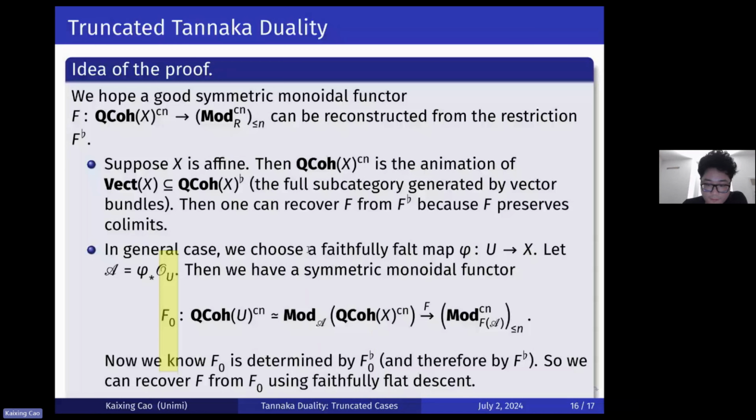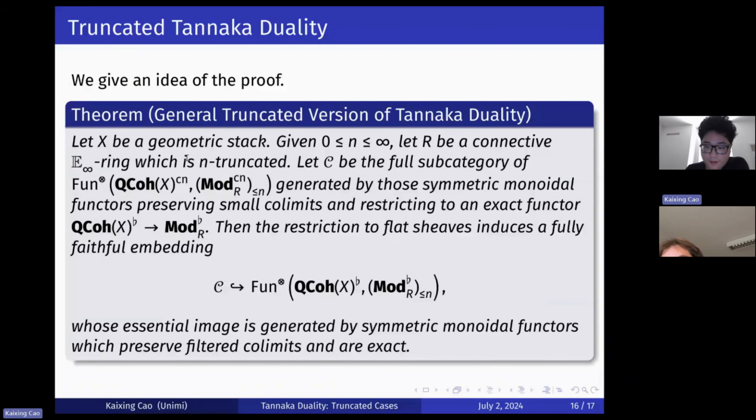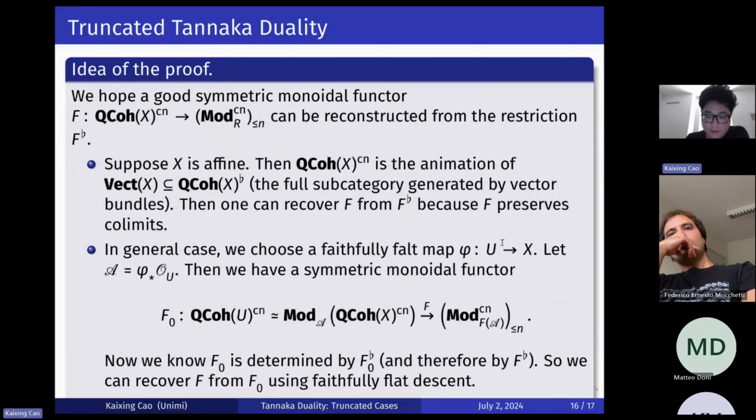Finally, because this is a 5-4 flat map, we can use some kind of technique, the 5-4 flat descent trick, to prove the results on X. It is a very complicated process of 5-4 flat descent to prove the corresponding results on general X from the affine case.